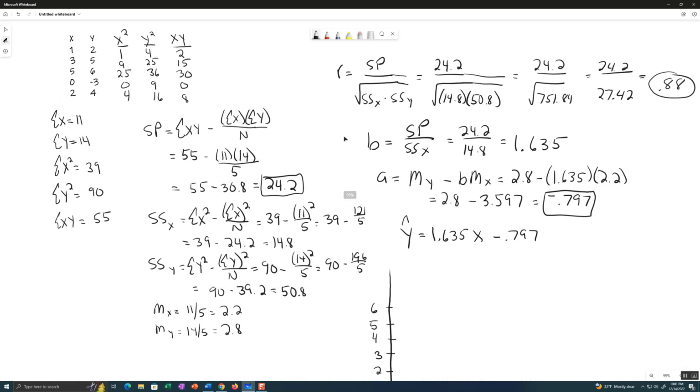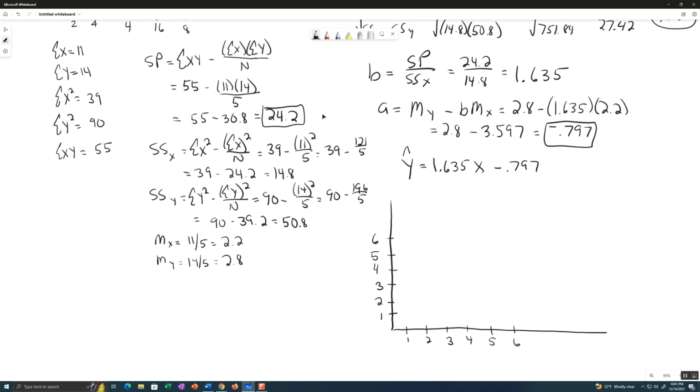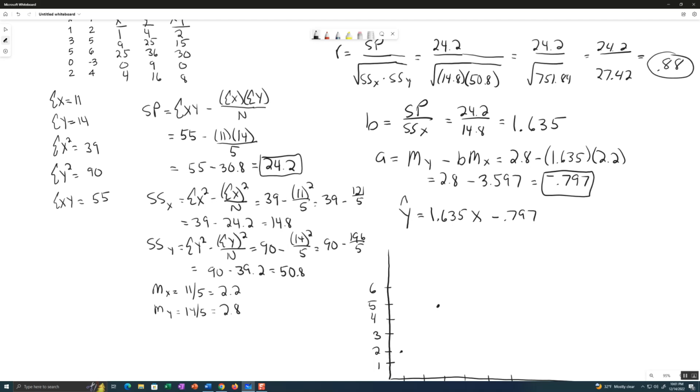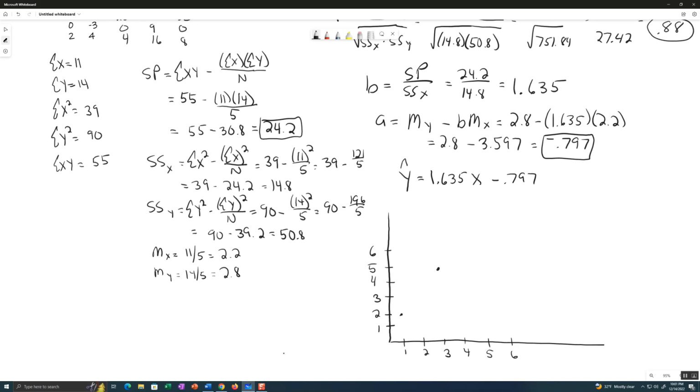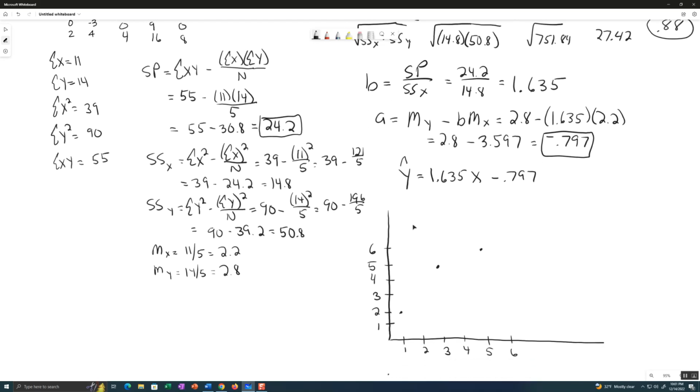Okay, let's go. 1, 2. We got 1, 2 as a point. We got 3, 5 as a point. Put a dot there, put a dot there. 5, 6, 0, negative 3. So 5, 6 goes right here. 0, negative 3 is somewhere down here. It's off the graph. I'm going to put it in there anyway. And then 2, 4. So 4 of them are on the graph. This one's way out here off the graph.